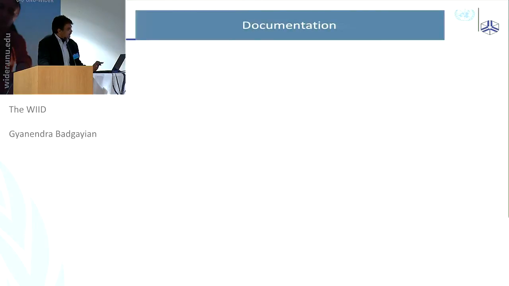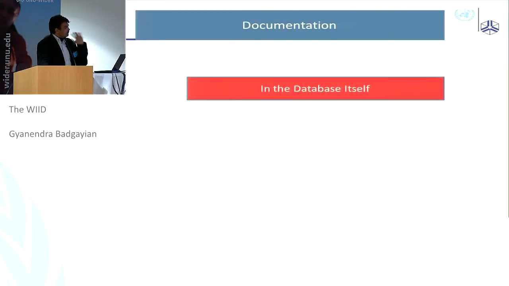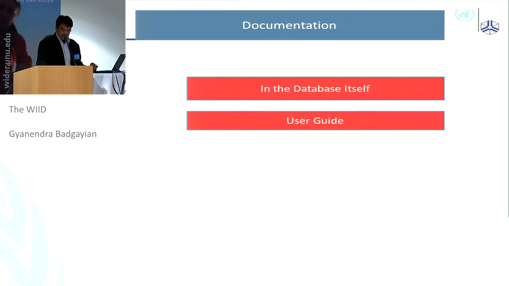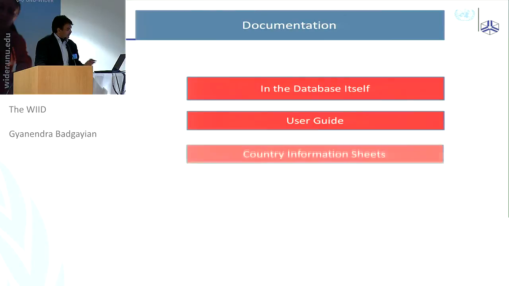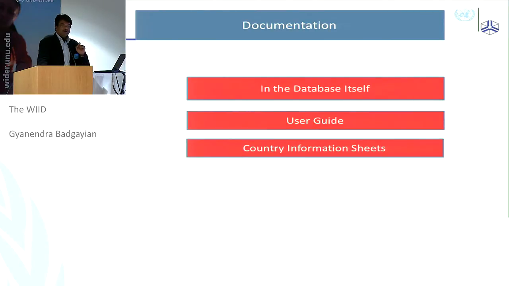And then the documentation, there are three ways that the database presents the documentation. One is, of course, the database itself through these various labels that we talked about, which gives the details of what the income distribution figures actually mean and what it pertains to. And the second, of course, is a user guide, which is on the website, which we briefly saw when we went to the website, which gives you full detail of every variable and all these various concepts that we're talking about. And finally, there is an important link, country information.